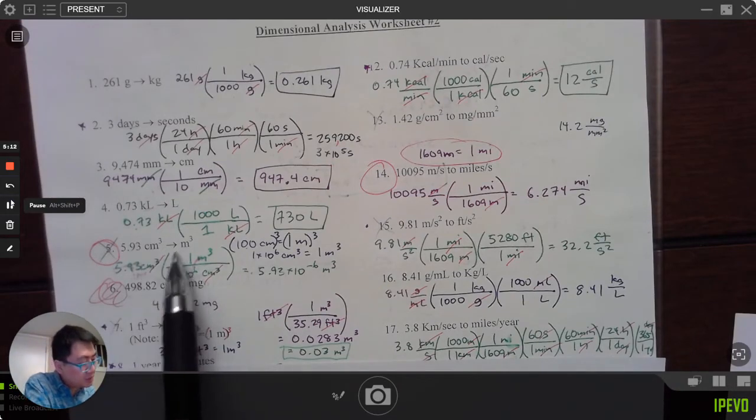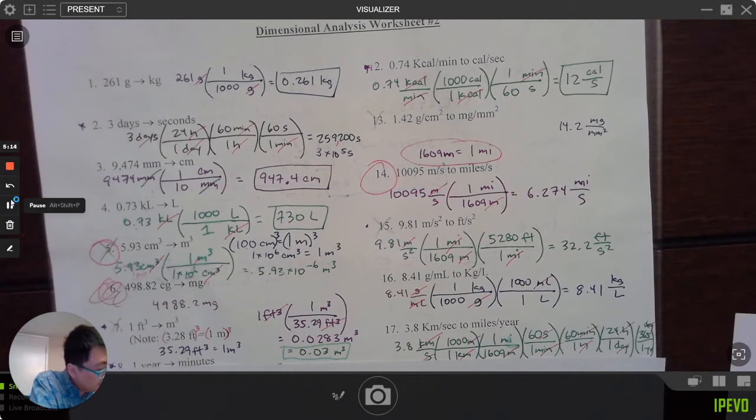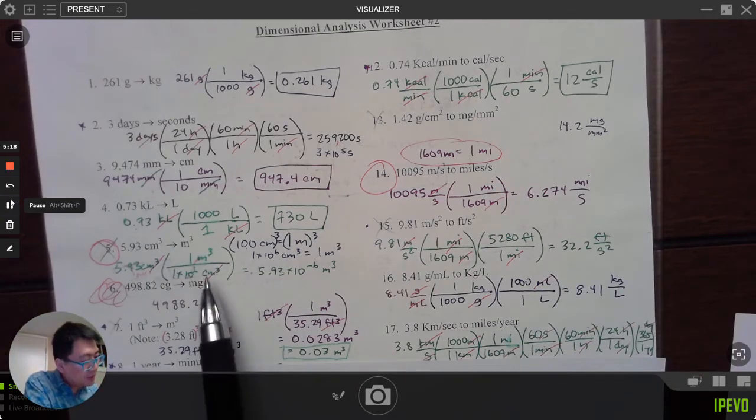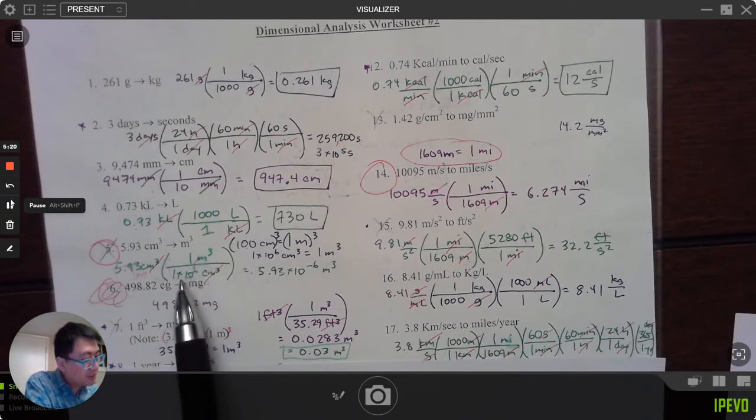The next few I'll just show you all the answers for, up to number 17. Cubic centimeters to cubic meters. Well, cubic centimeters to cubic meters. I know that 1 cubic meter is equal to a million cubic centimeters.